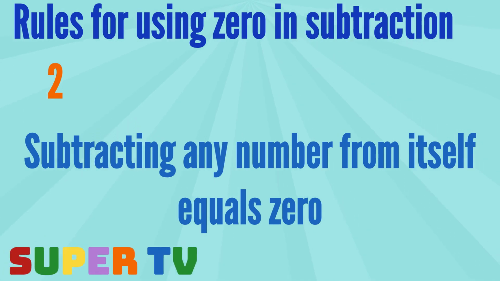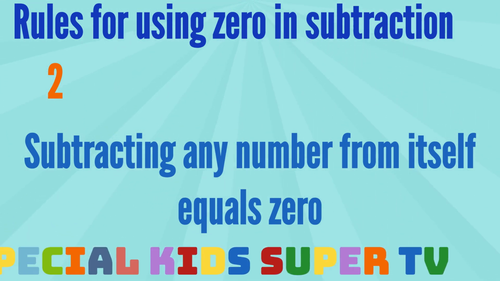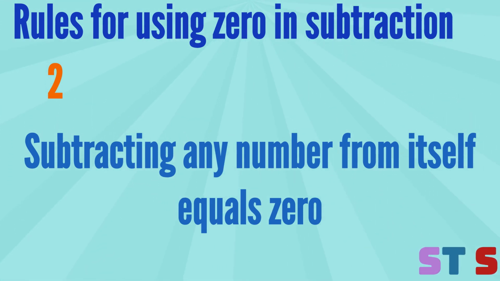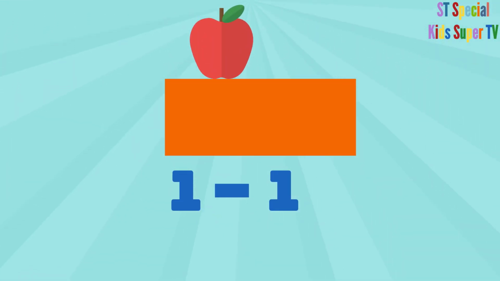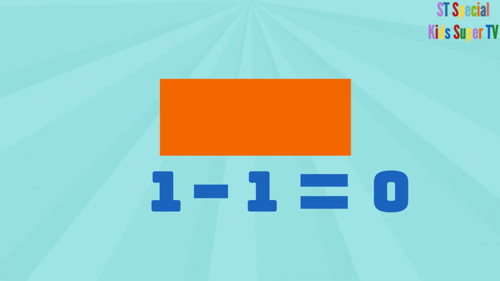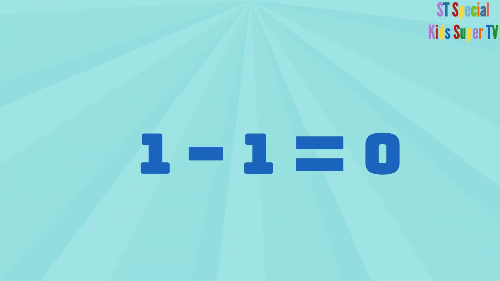Rule number 2. Subtracting any number from itself equals 0. For example, 1 apple minus 1 apple. So you take away 1 apple. The answer is 0. So 1 minus 1 equals 0.